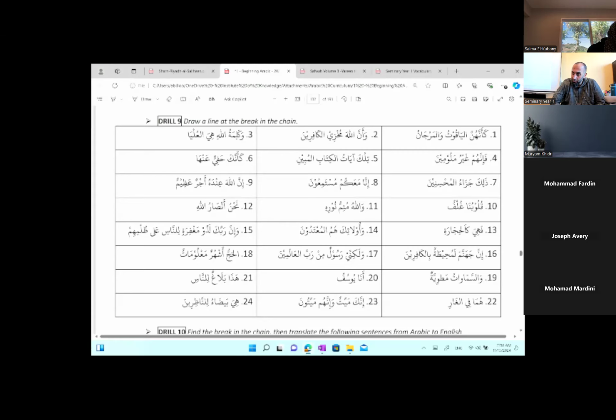14, Grant. وأولئك هم المعتدون. Where is the break? After أولئك. That hum over there is simply a ضمير فصل, a separation pronoun. The phrase وأولئك هم المعتدون means and they are the transgressors, or they are the ones who are the transgressors. Once again, hum over here is separating between أولئك and المعتدون.